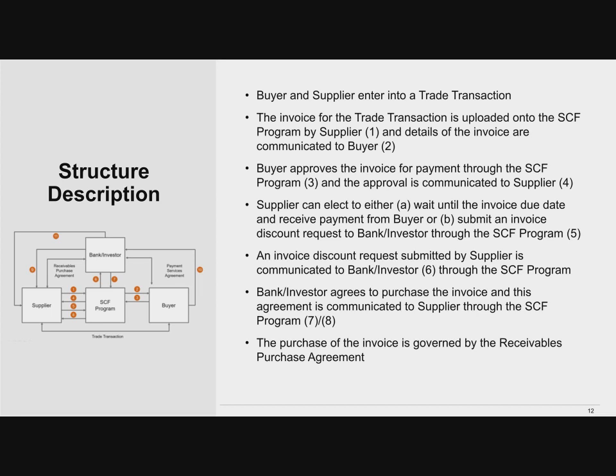The invoice discounting is done by way of a discount request, which is made by supplier through the SCF program, and that is communicated to the bank. The bank investor then agrees to purchase the invoice or decides not to purchase the invoice, and that's communicated to supplier through the program. The purchase of the invoice is governed by the underlying receivables purchase agreement, and all of this takes place in pretty well a nanosecond, with the uploading of the invoice, the approval for payment, and the purchase by the bank.